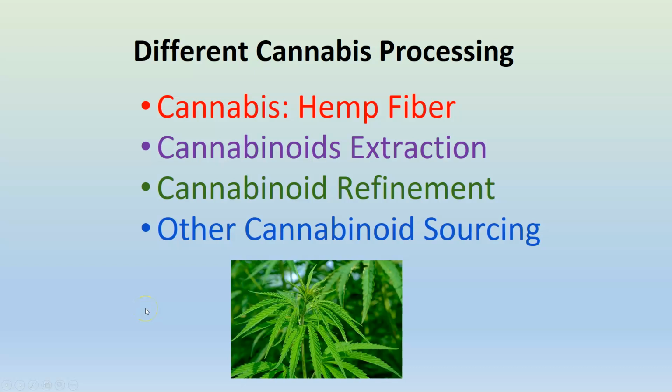The processing methods that you're going to learn in this course involve processing for hemp fiber, cannabinoid extraction and its refinement, and then also other cannabinoid sourcing methods.